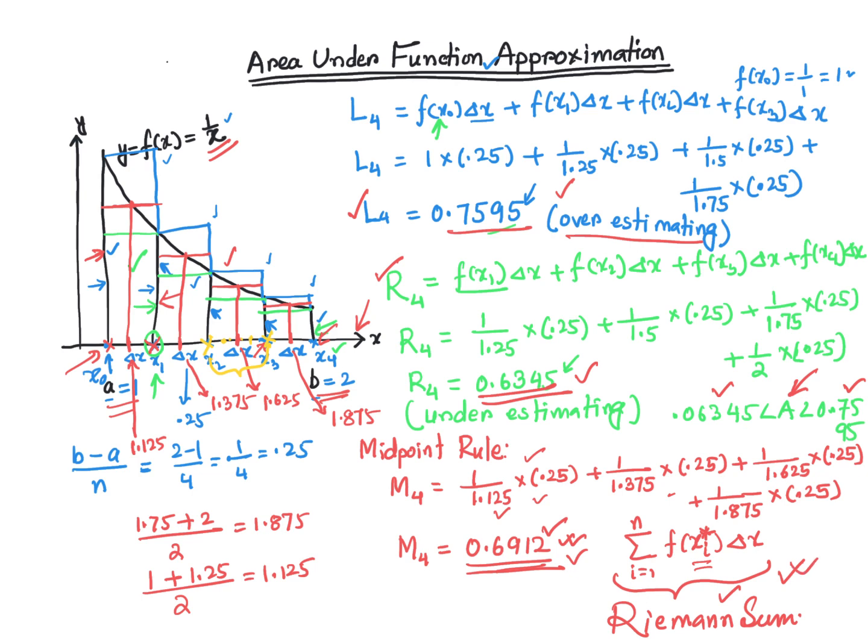And as you know, we will take this summation and apply a limit as n goes towards infinity, so this delta x becomes extremely small. In the limiting case, we are going to find the exact area under this function 1 over x between 1 and 2.